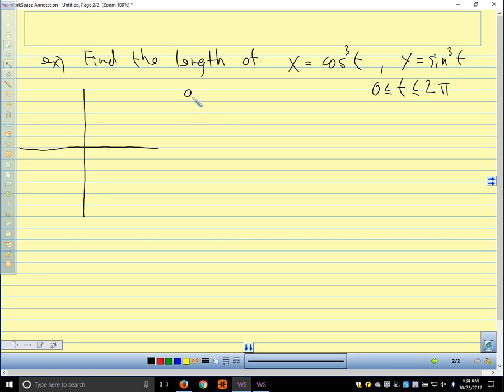This is an asteroid. It looks something like this. It should be symmetrical, but it looks something like that. And this is 1, 1, negative 1, negative 1. All right, so what I want to do here is just find the length of the curve. It's symmetrical, even though my drawing is not symmetrical. We're going to find the first quadrant portion and multiply by 4.